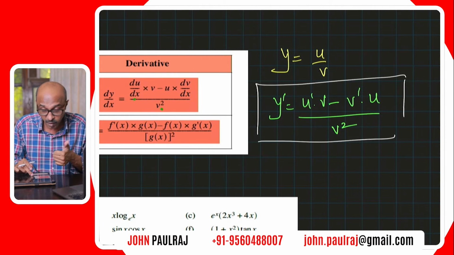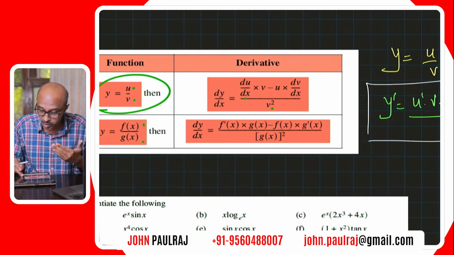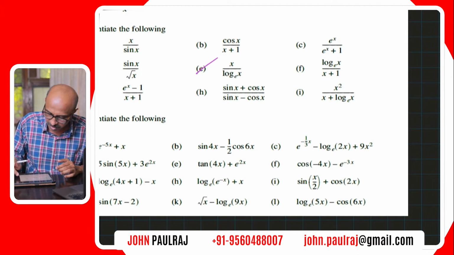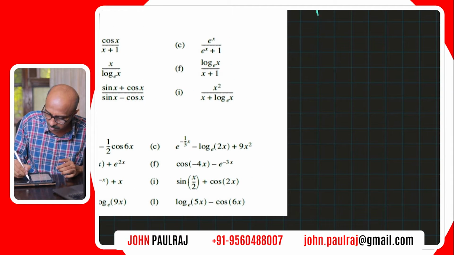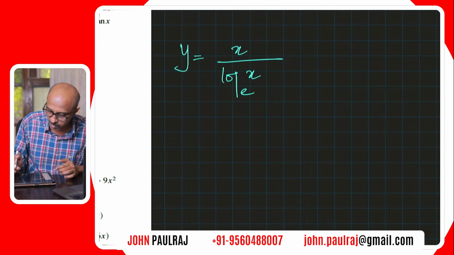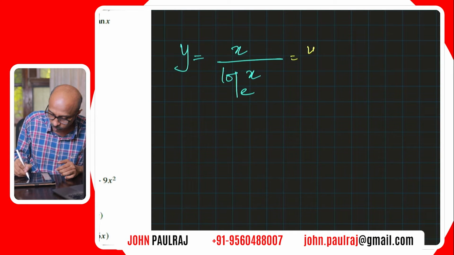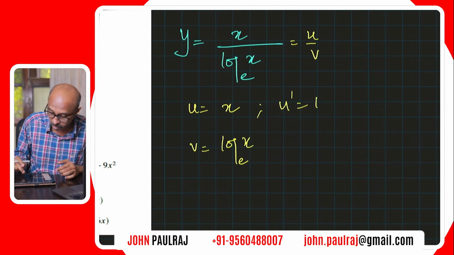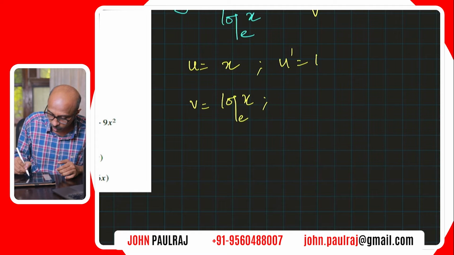But like I said, one thing is to remember the formula, and the second is to know how to use it. So let's take some examples to illustrate this quotient rule. We'll take this question first: y is given as x over log of x to the base e. This is the natural logarithm in the denominator. So we identify this as u over v, where u is x and v is the natural logarithm of x. As such, u prime is going to be 1, the derivative of x, and the derivative of the natural log of x is just going to be equal to 1 over x.